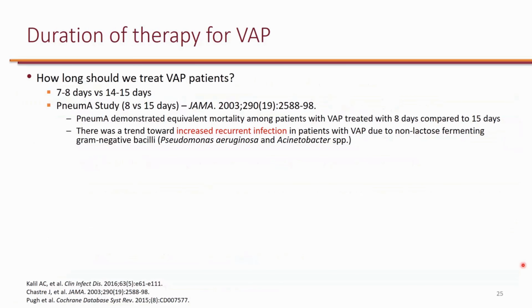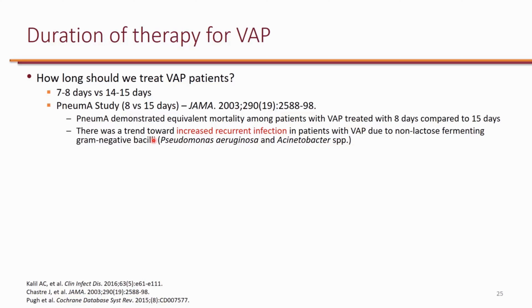Prior to the 2016 IDSA guideline for HAP and VAP, it was usually a question of whether we should treat for 1 or 2 weeks when it comes to VAP and HAP patients. It was primarily due to the NUME study, which was published in JAMA in 2003, which looked at 8 days of treatment versus 15 days of treatment. What they found was that there was no difference in mortality between the two groups, whether the patient received 8 days or 15 days of treatment.